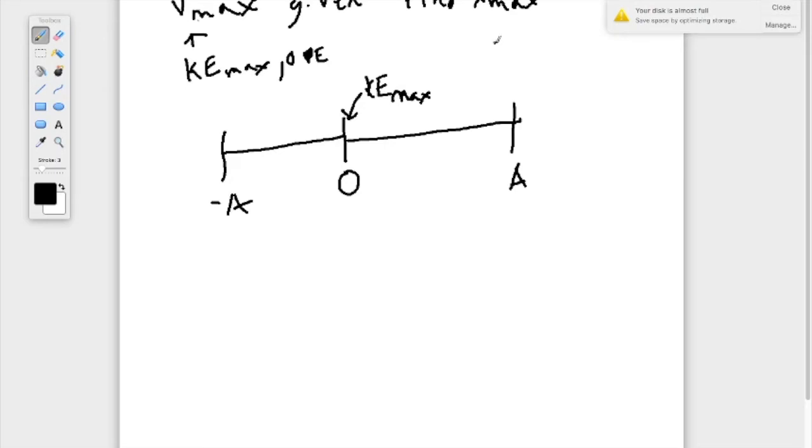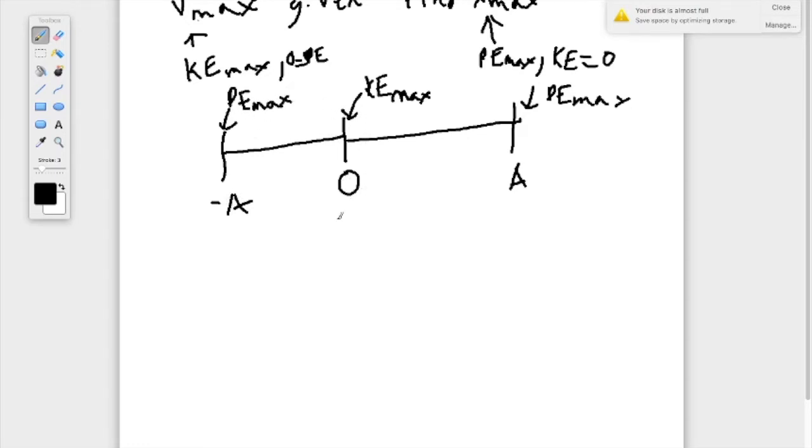You could say the same thing for this. This is when the potential energy is at its max, and instantaneously the kinetic energy is 0. So this is the potential energy max, and this is also the potential energy max. It doesn't really matter because x is squared, so even though you have a negative right here, it's not going to matter. And energy is a scalar anyway, so there's no way for you to have a negative answer unless you're dealing with work, which is the change in energy.